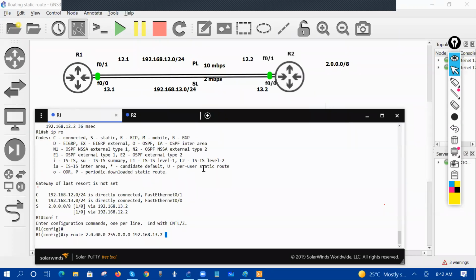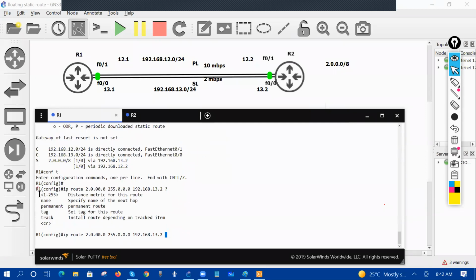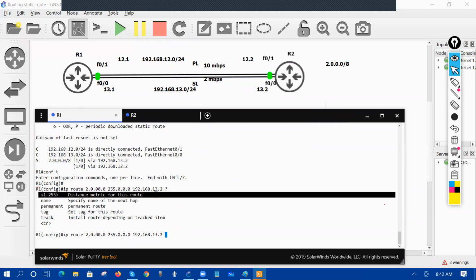What am I going to do over there? If you put the question mark, we have an AD option for the route. I can define the AD for this particular route, right? From this side, 13.2 next hop. The AD will be anything from this range, 1 to 255. I can put the 2 over there.